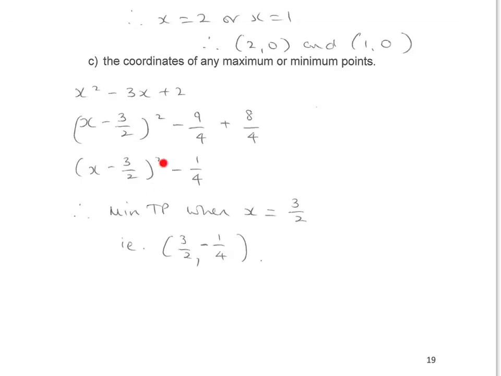And we know, because our squared bracket here is positive, we've got a minimum turning point, and that's going to happen when x minus 3 over 2 is equal to 0. So x is going to be 3 over 2, and that gives us our x-coordinate. Here we've got our y-coordinate of minus a quarter, so our minimum turning point is going to happen at 3 over 2, minus a quarter.